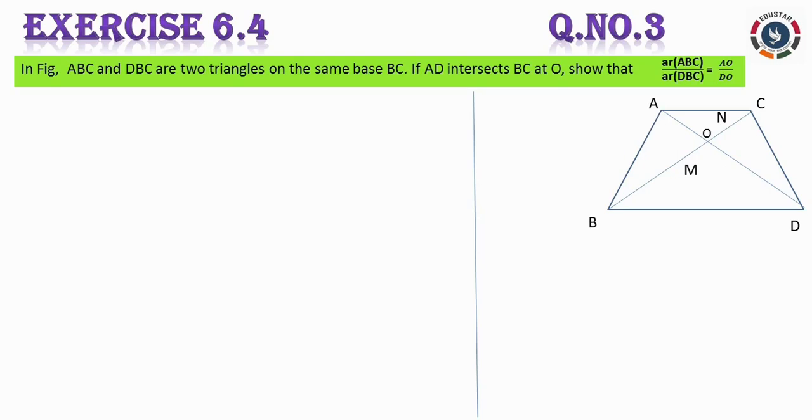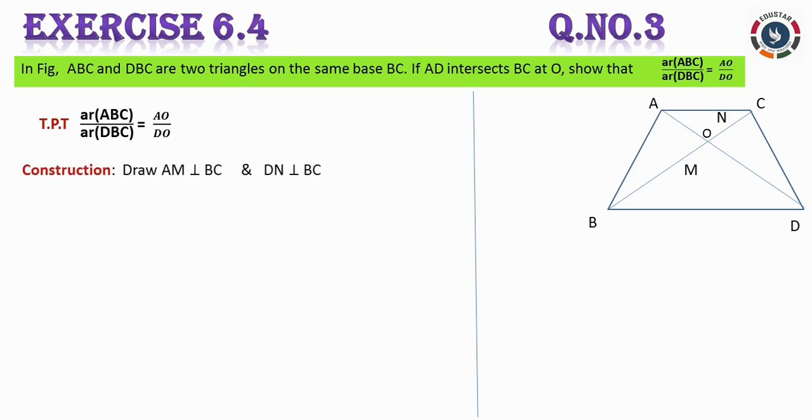Question number 3 from exercise 6.4. In the figure, ABC and DBC are two triangles on the same base BC. On the base BC, we have two triangles, one is triangle ABC and another one is DBC. We are going to show that the ratio of their areas is equal to AO by DO. Let's see how. What we want to prove is given there.